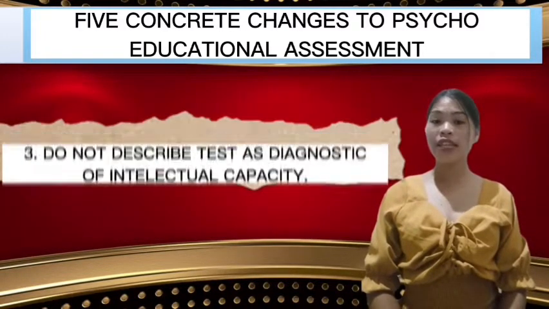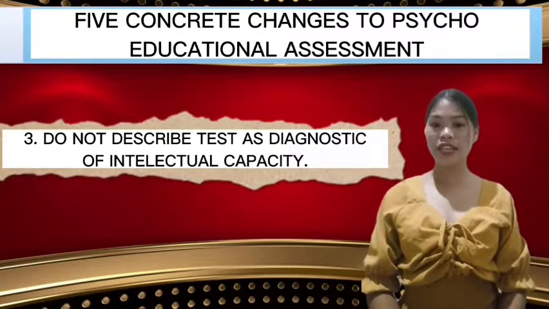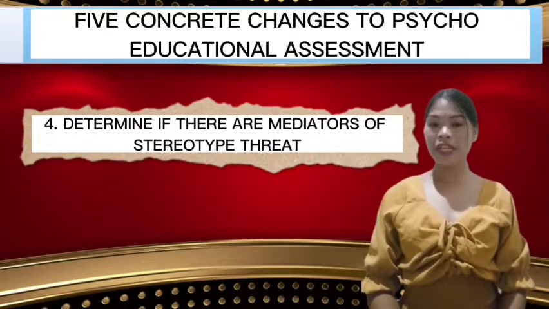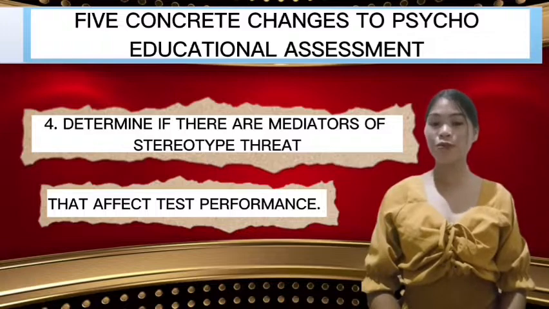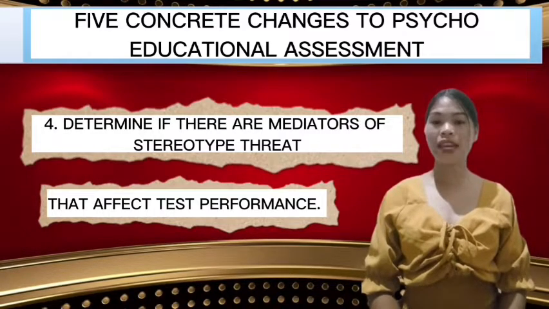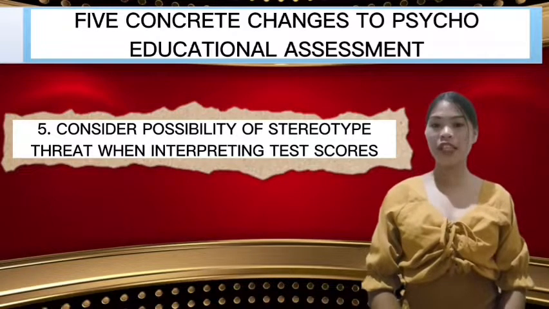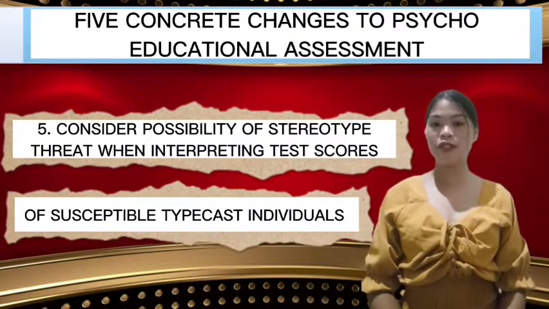Third, do not describe tests as diagnostic of intellectual capacity. Next, determine if there are mediators of stereotype threat that affect test performance. This can be done using informal interviews or through standardized measures of cognitive interference and test anxiety. And lastly, consider the possibility of stereotype threat when interpreting test scores of susceptible, typecast individuals.